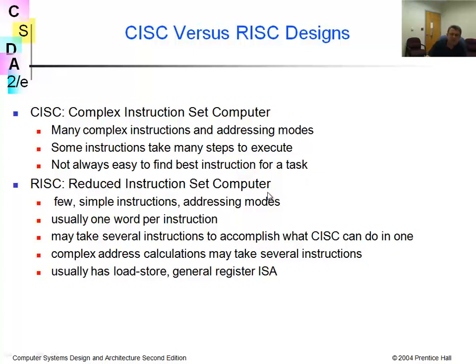While in a RISC computer, there are few simple instructions and addressing modes, usually one word per instruction. It may take several instructions to accomplish what CISC can do in one, because these are simple, right? Complex address calculations may take several instructions. It usually has a load-store general register instruction set architecture, meaning only 2 instructions have the capability of accessing memory directly, and that's the load and store instructions. And we have general registers on the CPU.